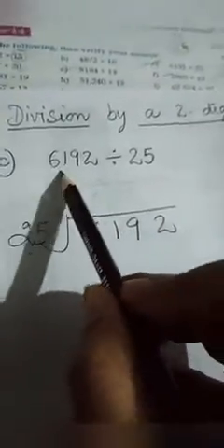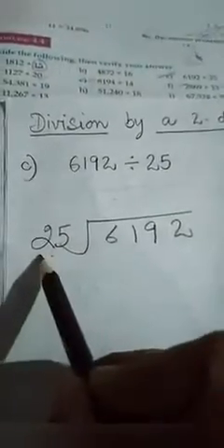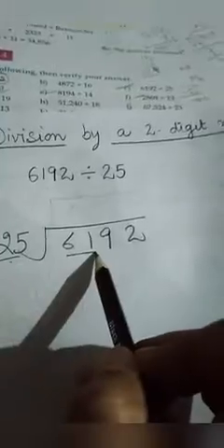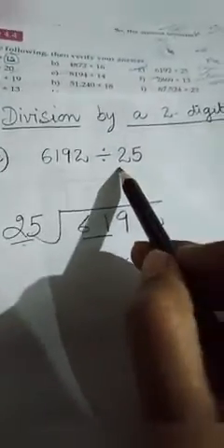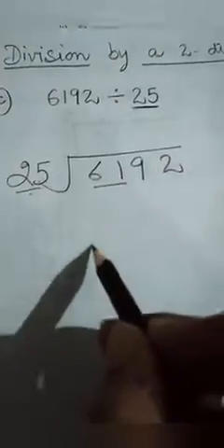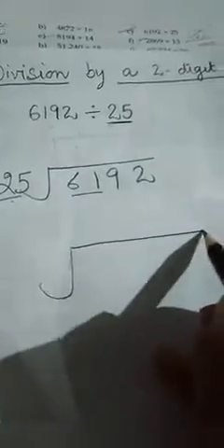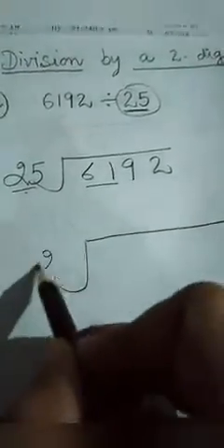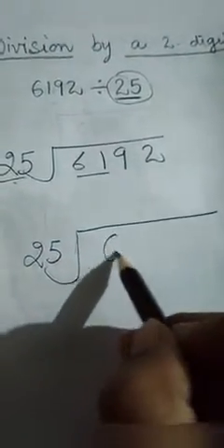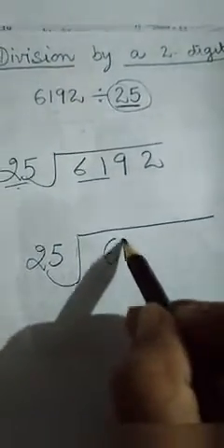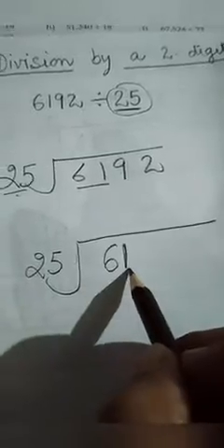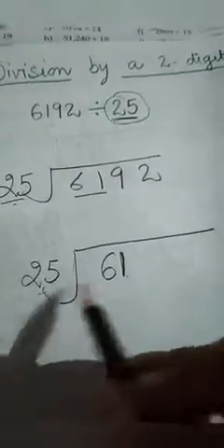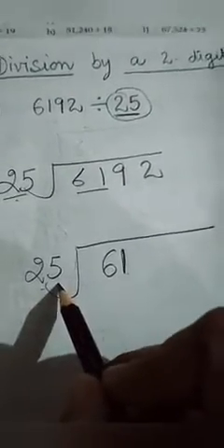See how we will start our division. Here is 6192 divided by 25. This is the divisor and this is the dividend. Here there is a 2-digit divisor, so we will start our division like this. See carefully, here are the 2 digits. So firstly we will divide 2 digits from the dividend, that is 61. Now 61 will be divided by 25.